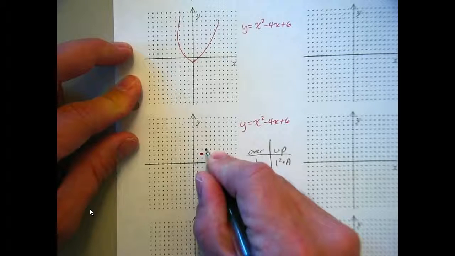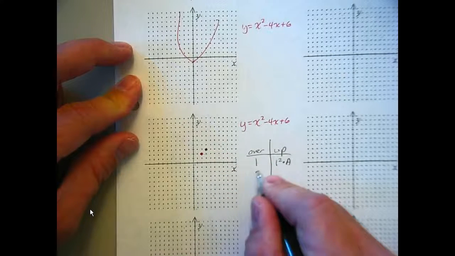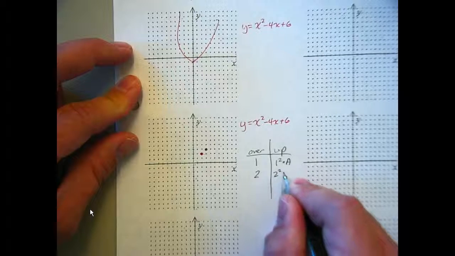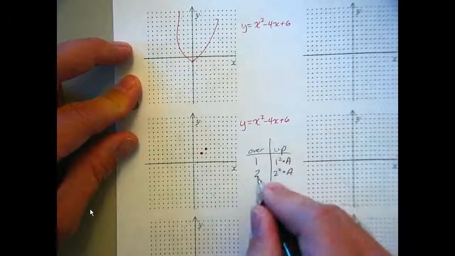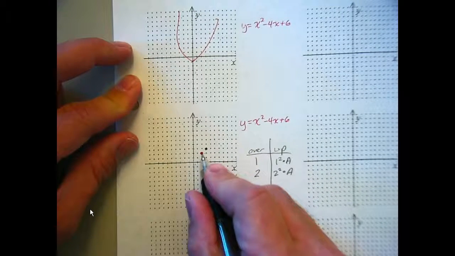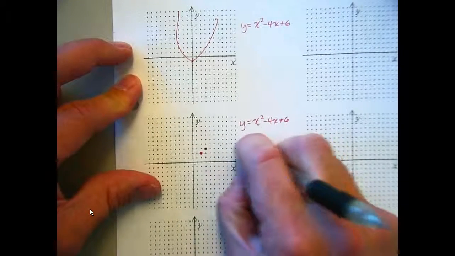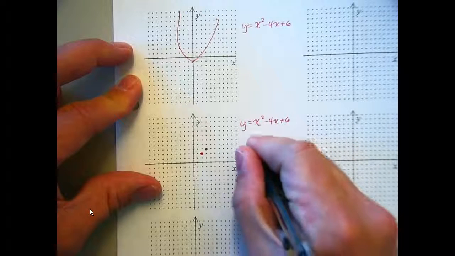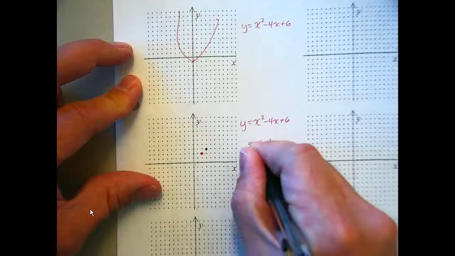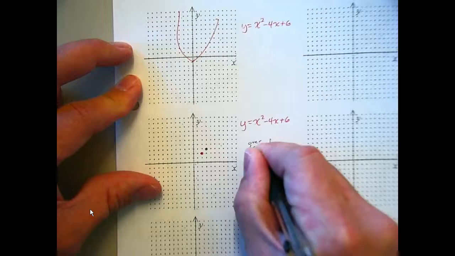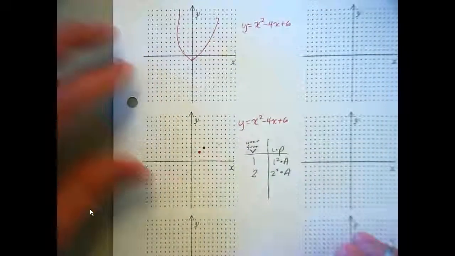That's our next point. We go over 2 and up 2 squared times a. Well, a once again is 1, so 2 squared is just 4. Now we're doing this from the vertex, so I should emphasize, from the vertex each time. Over from your vertex.